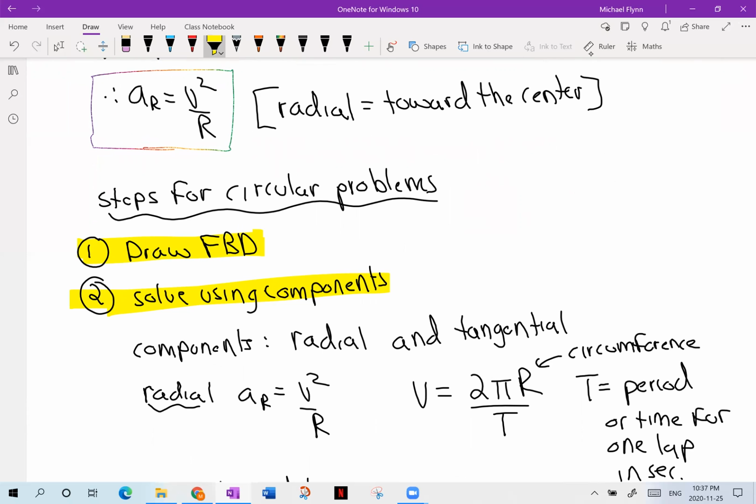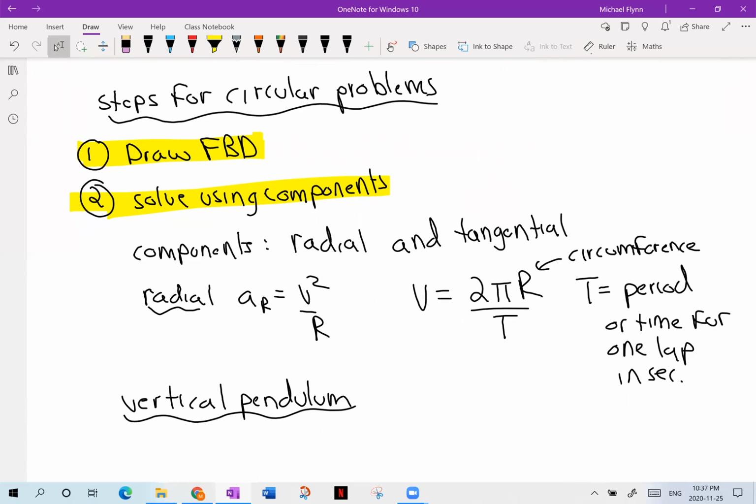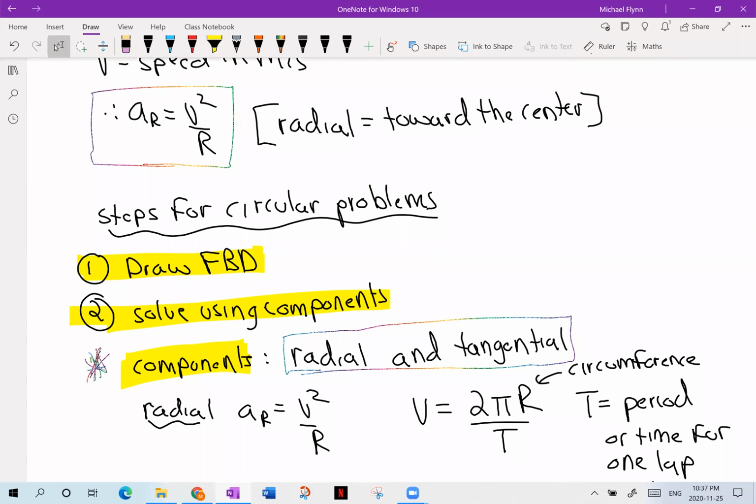And that's a broken record. We're going to do that all the time in any problem that comes up, including a circular motion problem. Now, your choice of components is critical here. I'm going to put a star by this one. We must choose, if it's moving in a circle, radial and tangential components. Now, radial is towards the center of the circle, so let me draw a circle for you. Actually, let me try this.